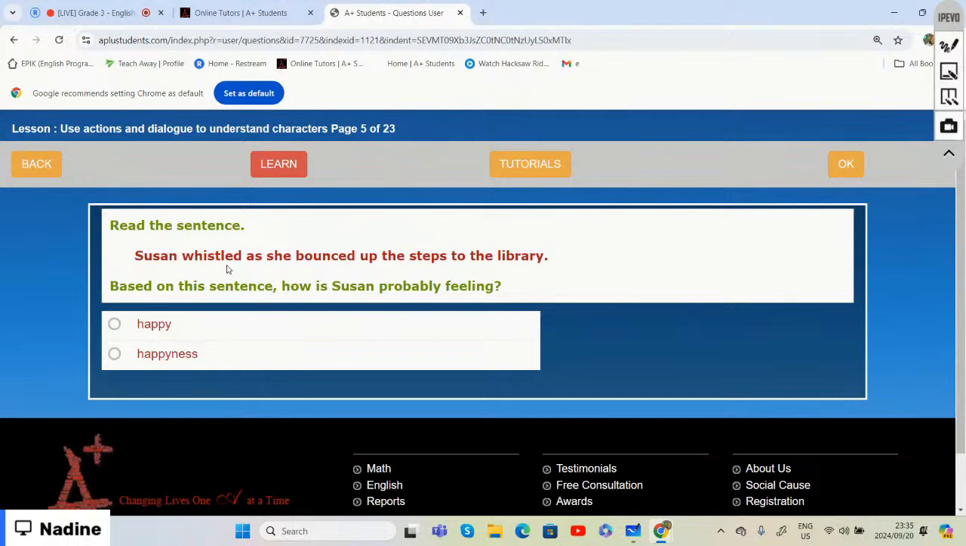Susan whistled as she bounced up the steps to the library. So Susan whistled as she bounced up the stairs to the library. How do you think Susan is feeling? Is Susan happy or happiness? We need to say how Susan is feeling.